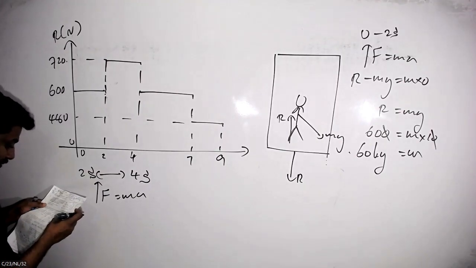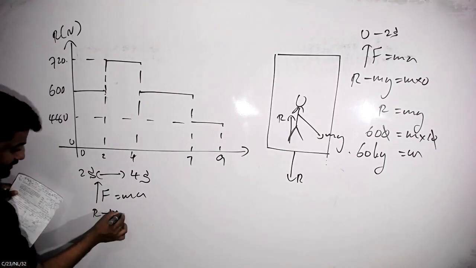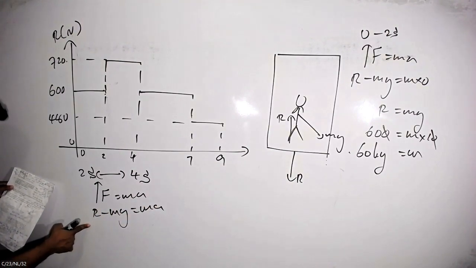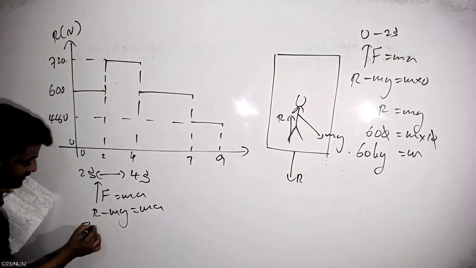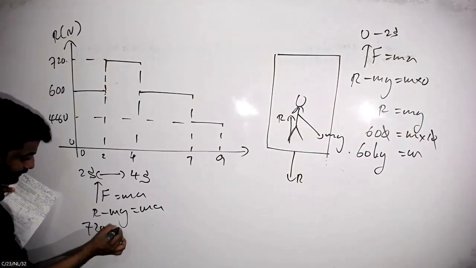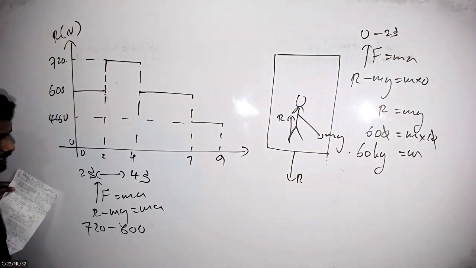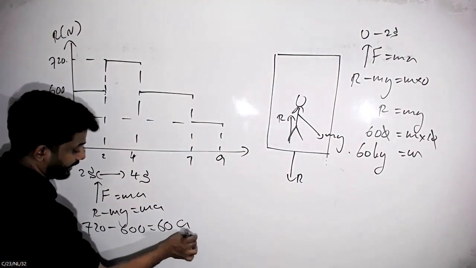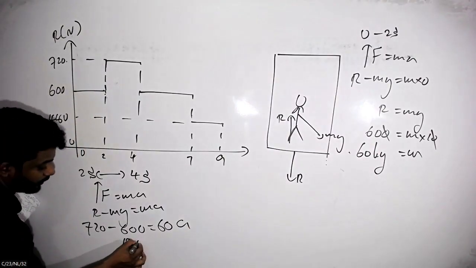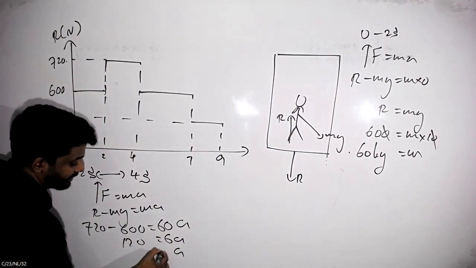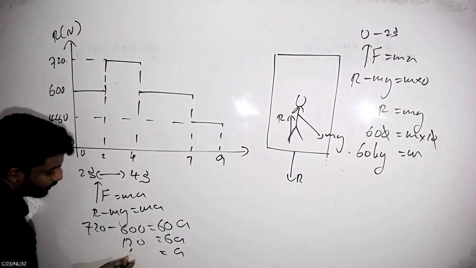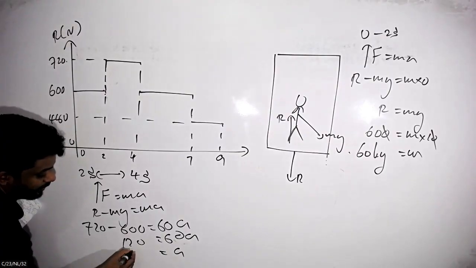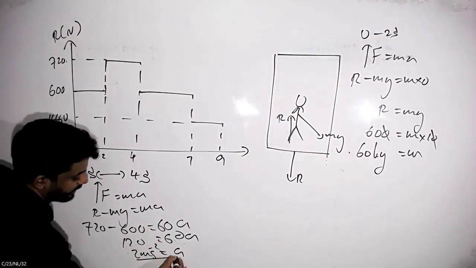R minus mg is equal to ma. Normal reaction is given during 2 to 4 seconds. Normal reaction is 720. Weight අපි හොයාගත්තනේ. It is equal to 600 Newton. 60 into a. පුතා මෙතන 120 equal 60 a. Then acceleration is equal to 2 meters per square second. Acceleration is equal to 2 meters per square second, right?